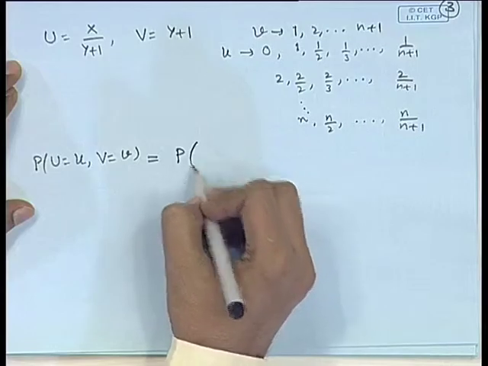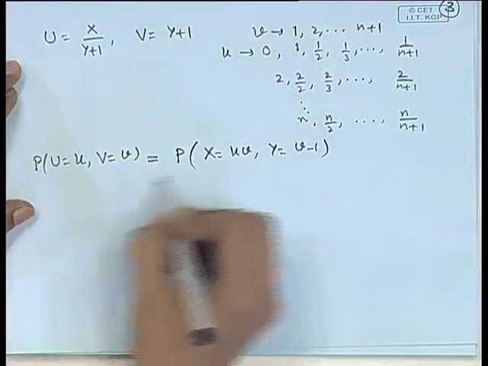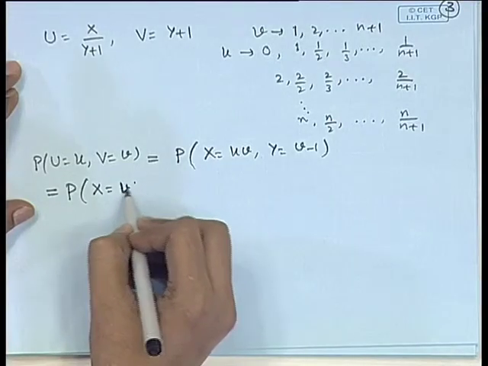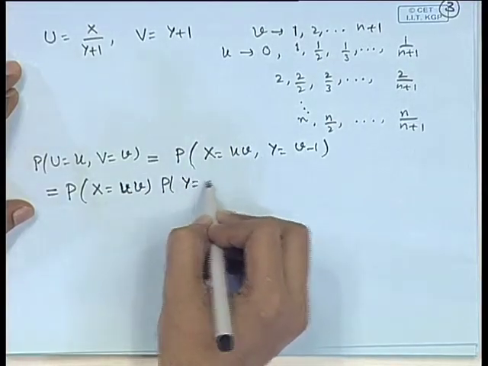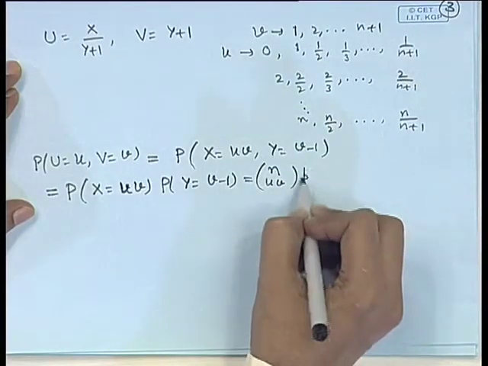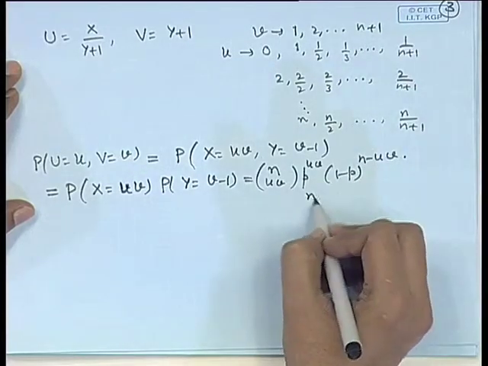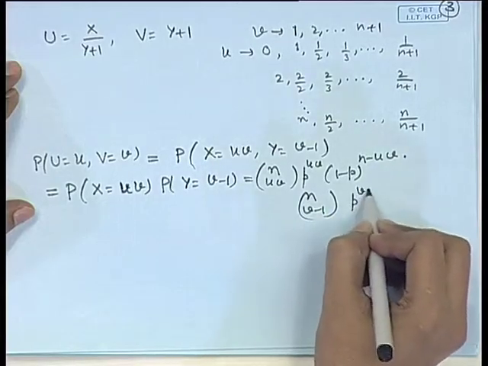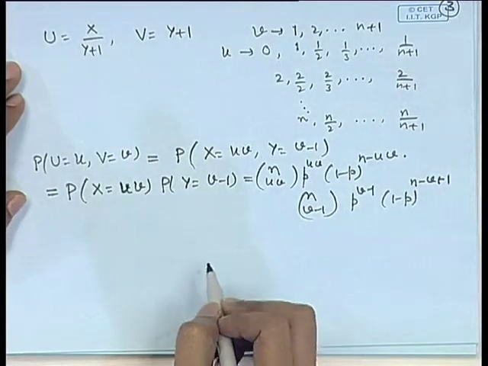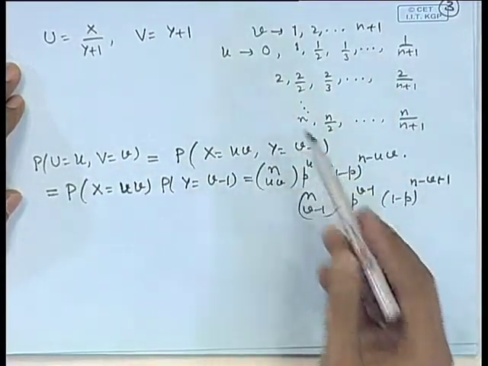Then this can be expressed as probability x is equal to uv and y is equal to v minus 1. So, x and y are independently distributed. So, this becomes the product of, that is equal to n c uv p to the power uv, 1 minus p to the power n minus uv, then n c v minus 1, p to the power v minus 1, 1 minus p to the power n minus v plus 1. So, this is the joint distribution of u and v, where u and v take these values.